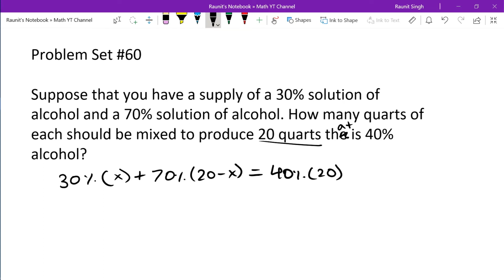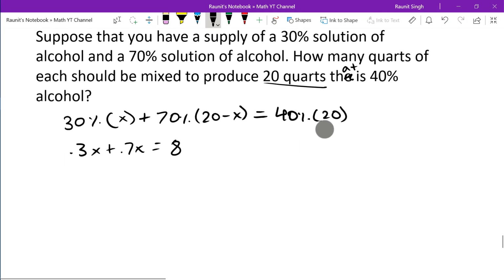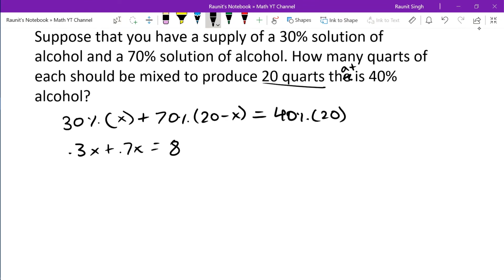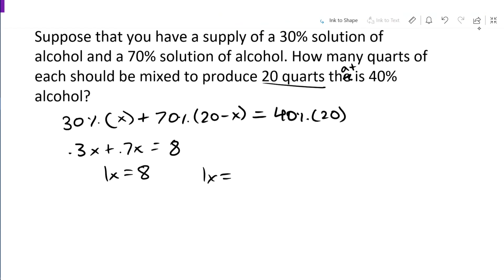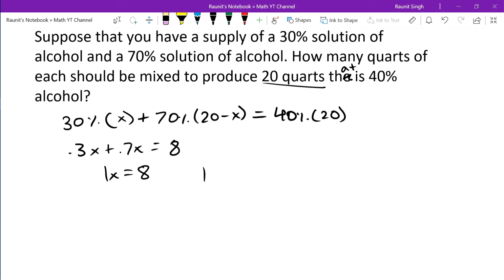So we're going to change all of this into decimals. We're going to get 0.3x plus 0.7 times (20 minus x) is equal to 0.4 times 20, which is 8. And then we know that 0.3 plus 0.7 is 1, so we're going to get 1x is equal to 8. Since 1x is also equal to x, it's the same thing, we are going to get x is equal to 8.